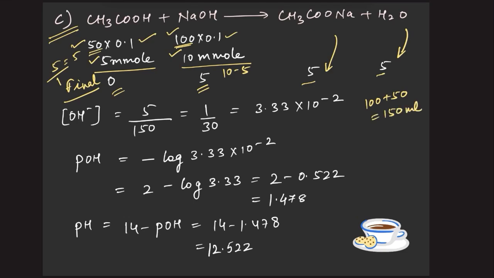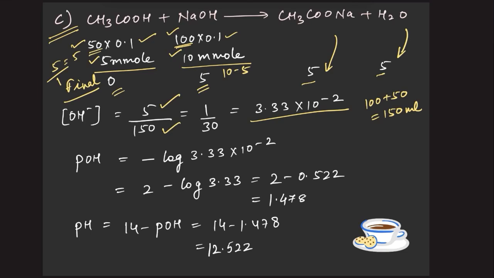So what will be the OH minus ion concentration? Millimoles of NaOH, because OH minus is coming from NaOH. So millimoles of OH minus, that is 5 millimoles, divided by volume of solution, which is 150 milliliter, which is equal to 1 by 30. Solving, this is 3.33 into 10 to the power minus 2 moles per liter. This is the concentration of OH minus ion.